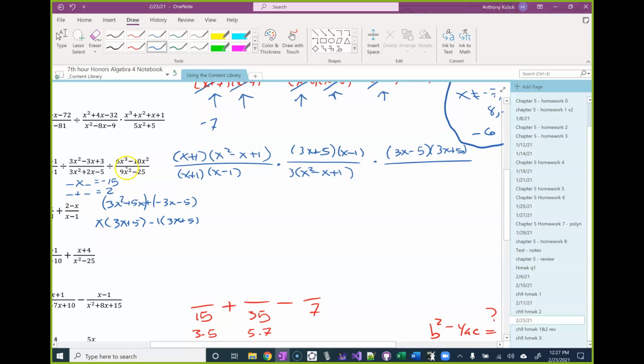And our restrictions are +1 from that piece. This one, the solutions are only imaginary, so we don't have to list them. And then +5/3 from that piece. Yes. If they're imaginary, you don't need to include them, but if it's a real number, we do need to.